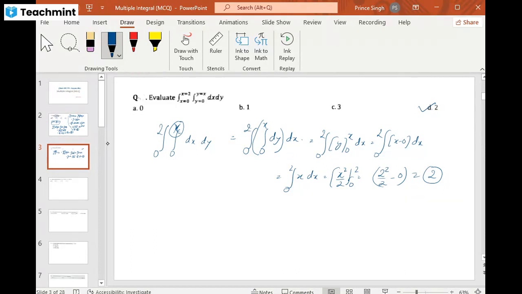If your inner limit is a function of x, it means that this limit is for variable y. Like if we have f1(x) to f2(x) and the outer limit is constant, say a to b, it means that the inner limit is of variable y. So firstly we need to integrate with respect to y and then with respect to x. And if the inner limit is a function of y, say g1(y) to g2(y), that means this limit is of variable x. So firstly, we need to integrate with respect to x, then with respect to y. Okay.